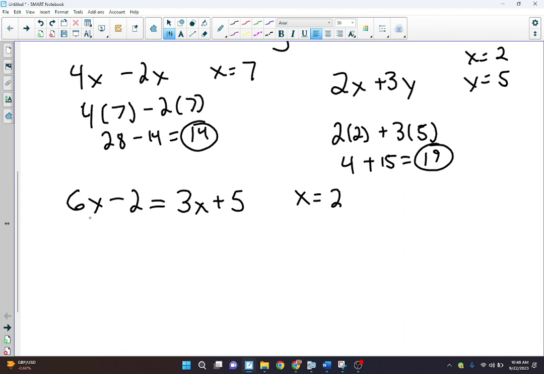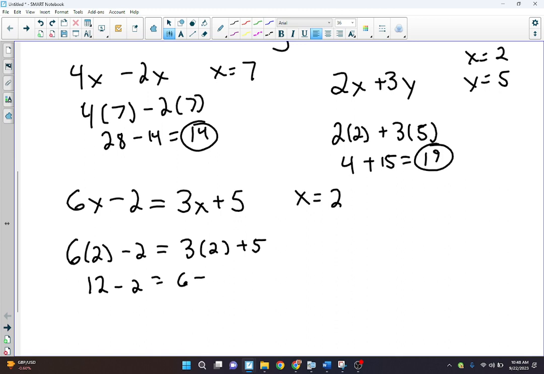So what I'm going to do is plug in 2 into every x I see and check if it's a true answer. So 6 times 2 minus 2 equals 3 times 2 plus 5. 12 minus 2 equals 6 plus 5. 10 equals 11. In this scenario, they're not equal. So in that case, the answer is no. You need to show work in this section and in all sections.